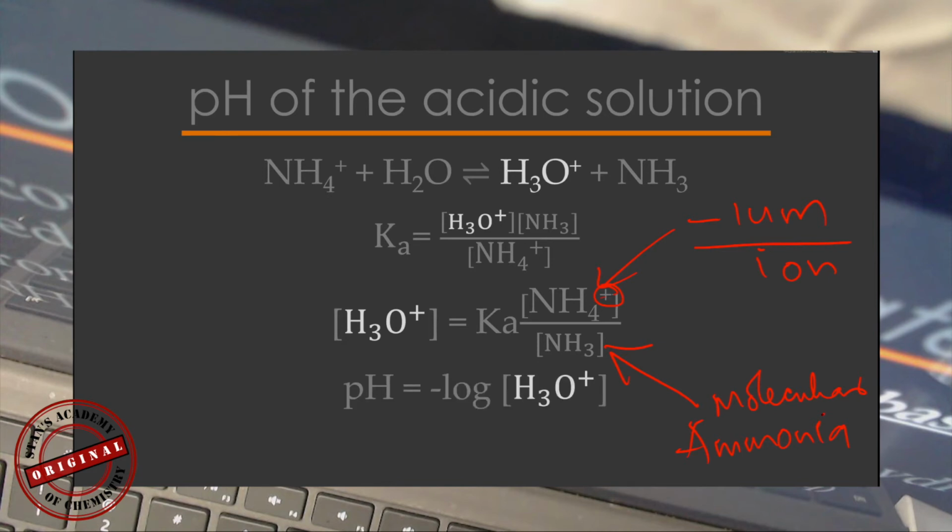So pH can be calculated once you have the H3O+. In order to calculate H3O+, you will need any three of these values. You need Ka, NH4+ concentration, and ammonia concentration. If you have those values, you can solve a problem.